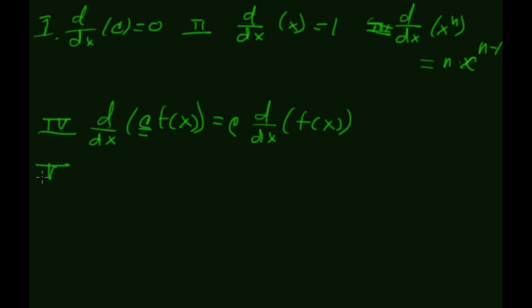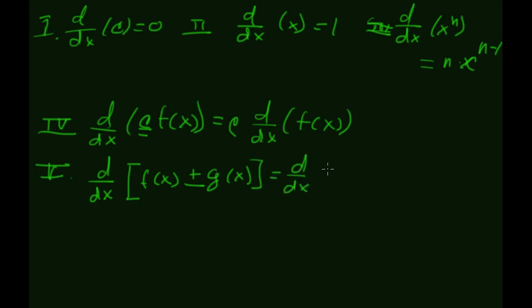Number 5 is what we're going to call the addition rule. If I take f of x and it's either adding or subtracting a g of x, then this is simply the derivative of f of x, plus or minus the derivative of g of x. So if you have a sum or a difference, you can just handle the two derivatives separately. That's pretty straightforward.